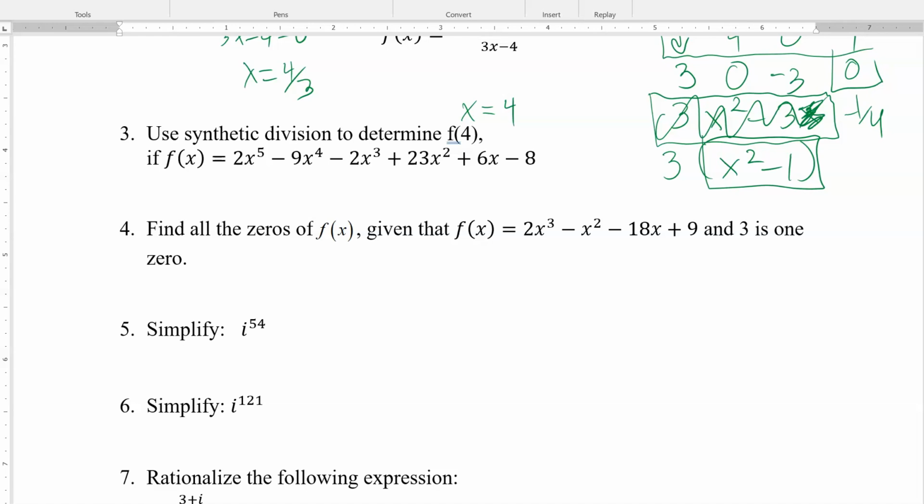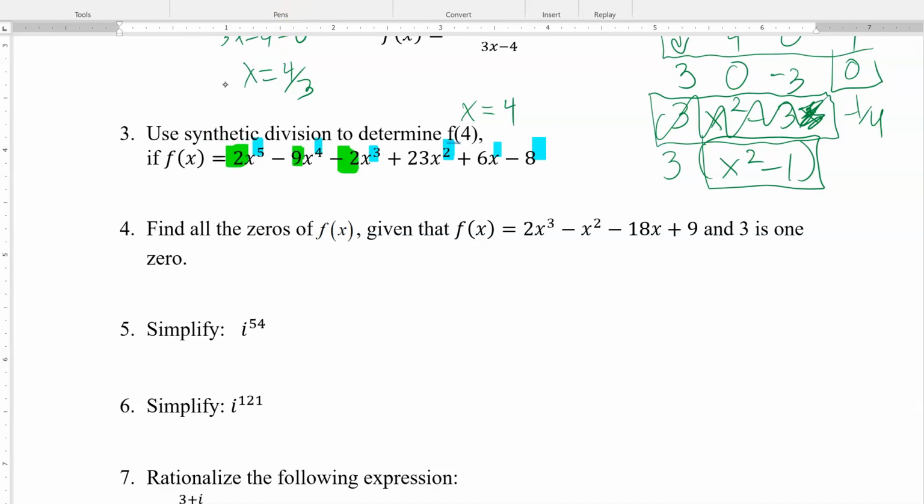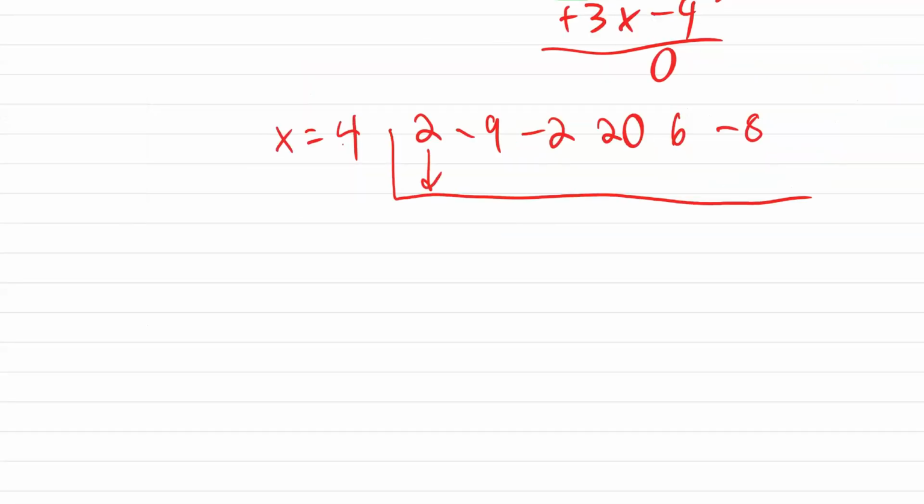When you're doing this, make sure there aren't any zeros like we had on the quiz. So this starts with x to the 5th, x to the 4th, x to the 3rd, 2nd, 1st, and then there is no x. So this actually has all the terms. But if it went from x cubed to x to the 1st, you would have to have a 0 in the middle. This one didn't, so that's kind of convenient. All we do is take these coefficients, put them in the box, take this 4, put it on the outside, just like this, and we do synthetic.